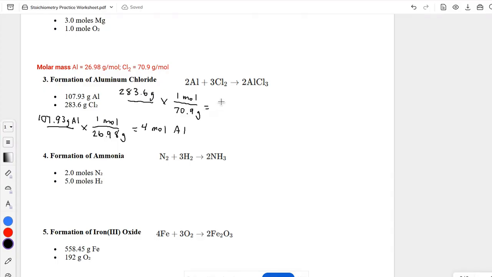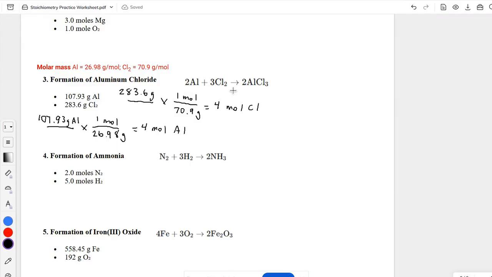All right, let's see what this equals. 283.6 times 1 is 283.6 divided by 70.9. 283.6 divided by 70.9 equals 4. Hey, we got 4 of each. So we got 4 moles of Cl. So we got the same amount of moles of both.